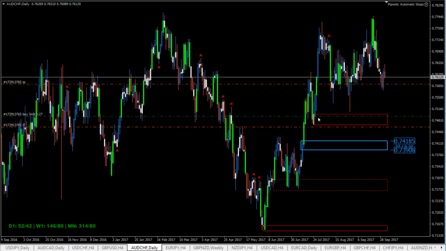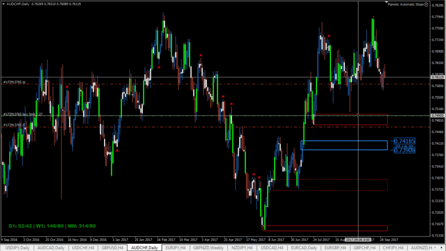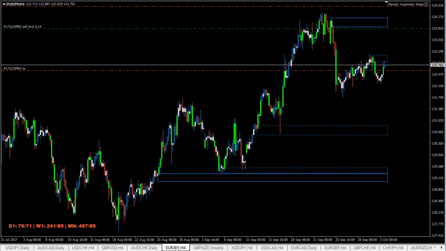But we have this nice area of demand here, which got pretty close to being tested. We got close to it. We got a little bit closer. So I'm expecting the price will maybe have a bit of a bounce once it comes around here. Let's see where this is. Close to the 7,500 area. So that's pretty interesting. And we have the euro yen.